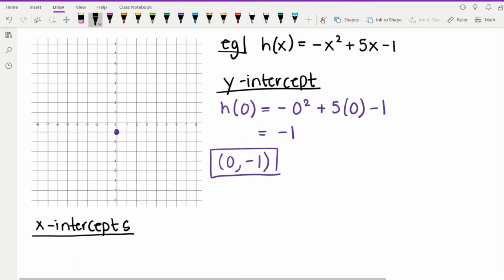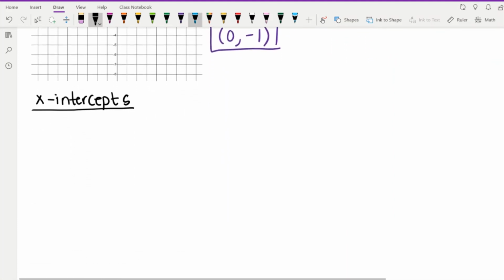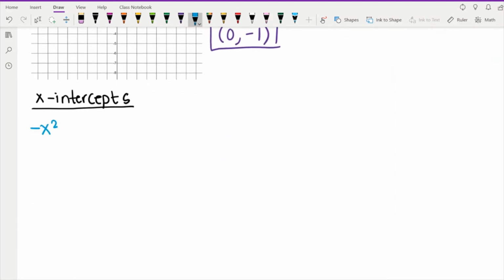So we want to set our whole function equal to 0. So we have -x squared plus 5x minus 1 is equal to 0. One thing that I think can be really helpful, especially if you're trying to figure out whether you can factor, is once you have your function set equal to 0, you can divide both sides by any number you want, and it's not going to change the fact that it's equal to 0.